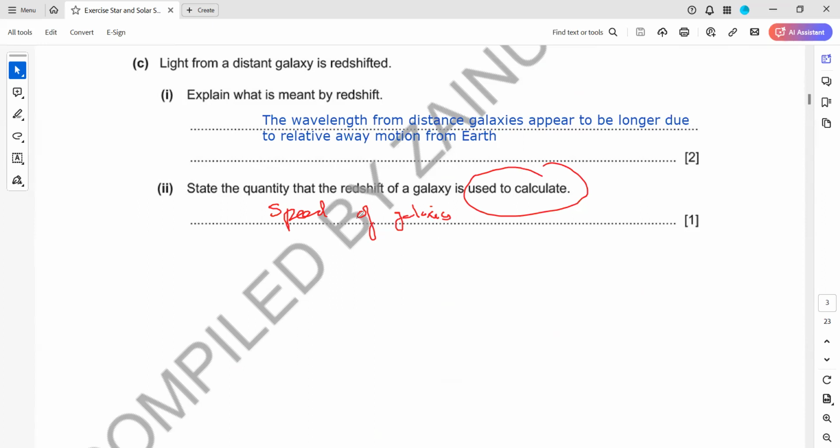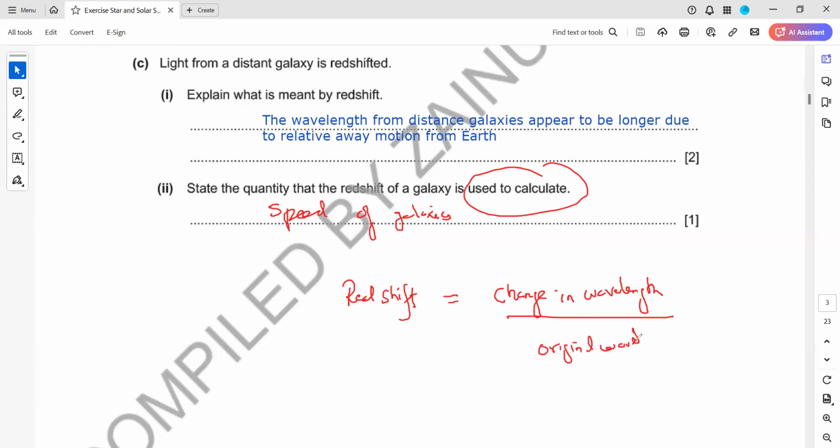There is a formula for how we can calculate it using a change in the wavelength. You don't have to learn that formula, it's not part of the syllabus. This is just an extra thing. The formula for redshift is the change in wavelength divided by the original wavelength. When you divide the change in wavelength over the original wavelength, you get the redshift or Doppler shift.